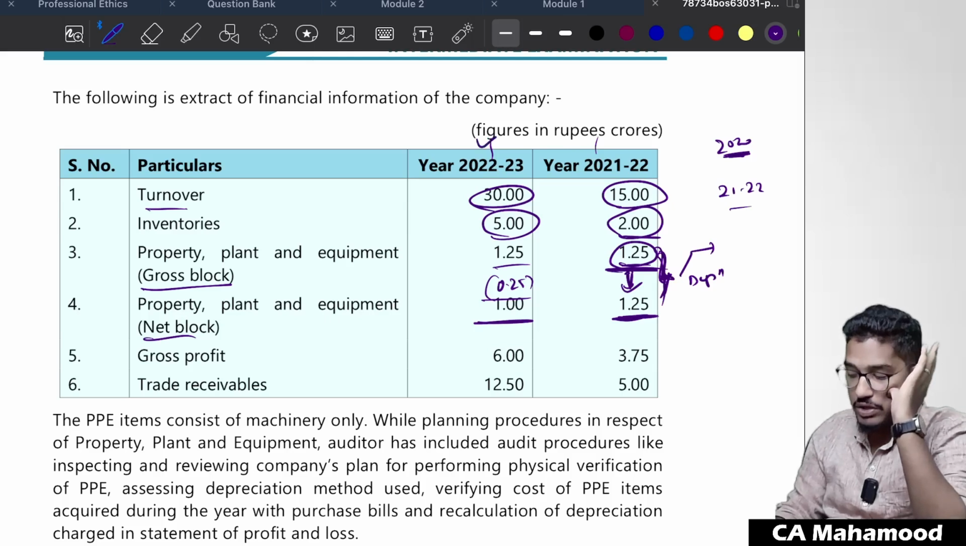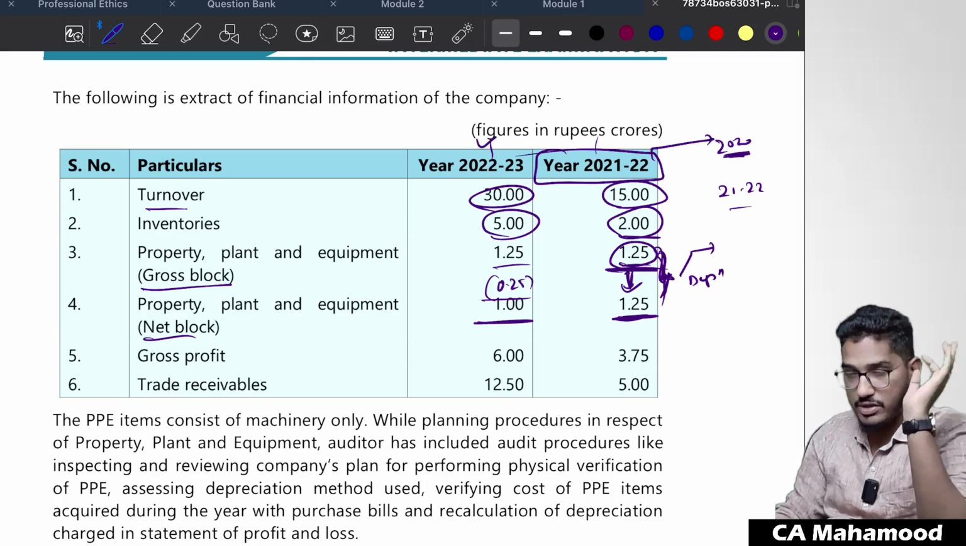Anyhow, we are conducting the audit of the current year. But when it comes to last year's financial statements, I was able to raise a suspicion here. You should get a suspicion here.